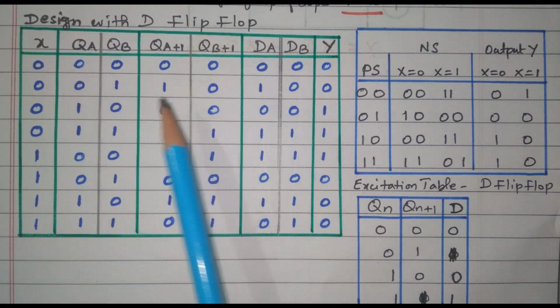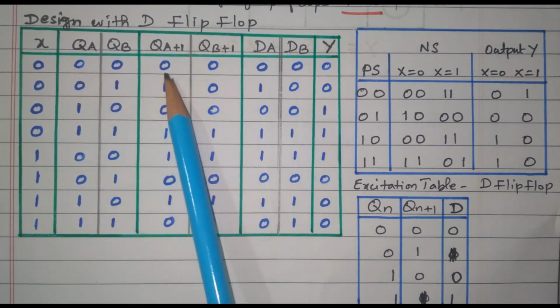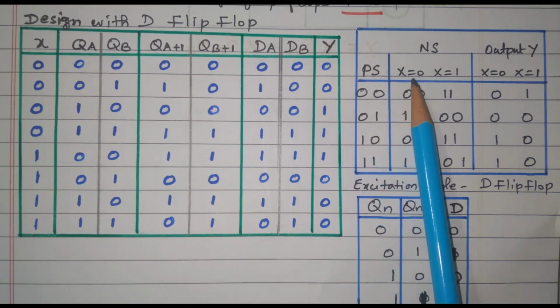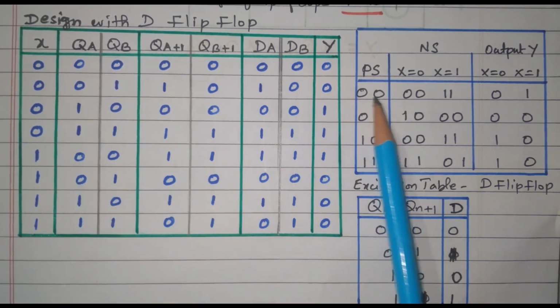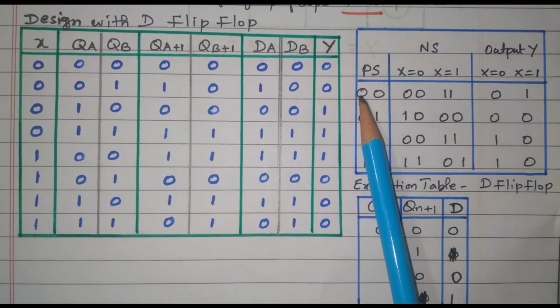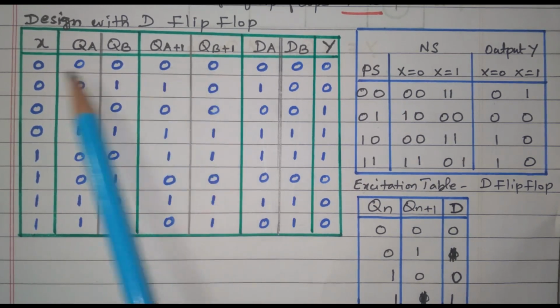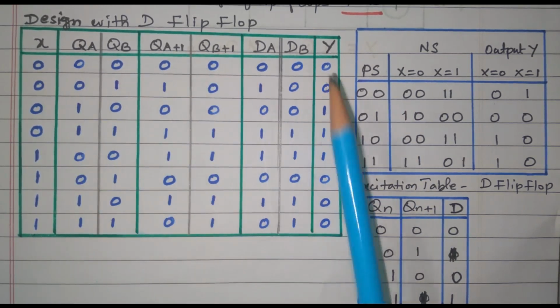What is the current state, next state? 00 to 00, right. So, this 00 to 00, for that the input is 0, what is the output? That also 0, right. 00 to 00, input 0, output also 0.